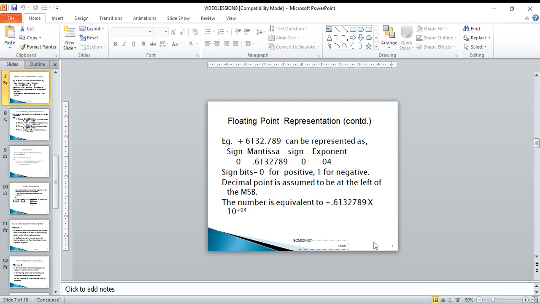Here, this is the positive number given in the example. So we can take the sign of the mantissa as 0, and we have to represent the mantissa. This is the mantissa, and then the exponent sign, which is positive, so that is represented as 0 itself, and the exponent is 04. This is the example for the floating point representation.